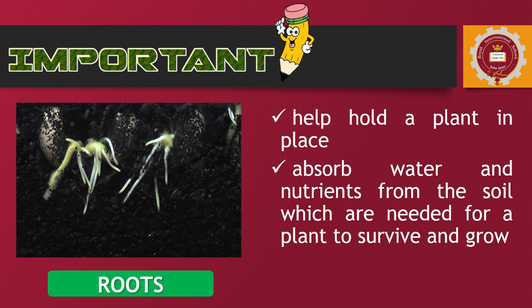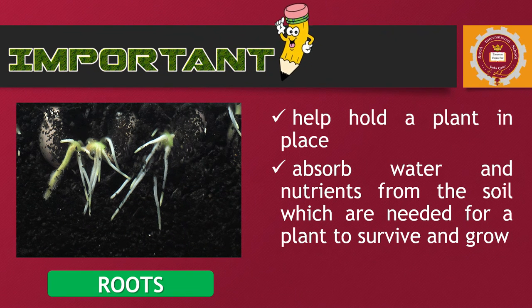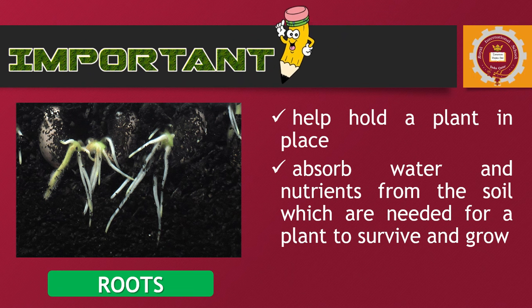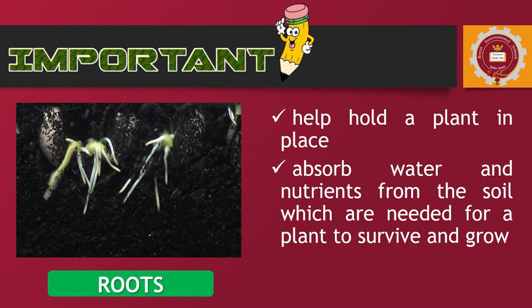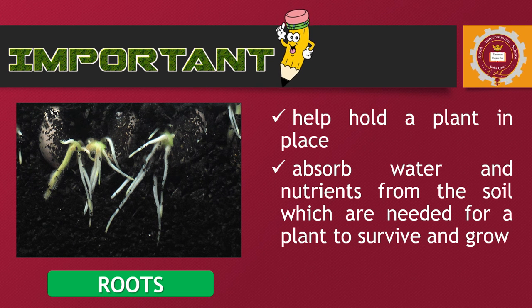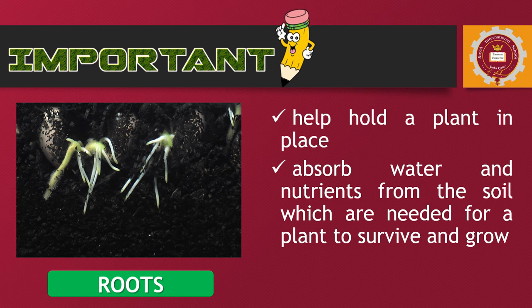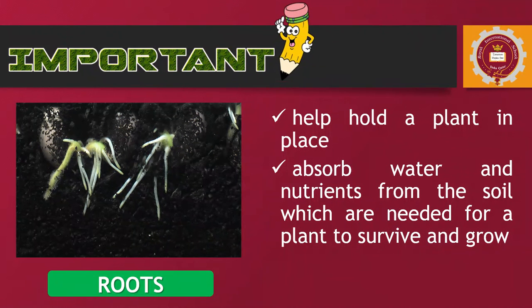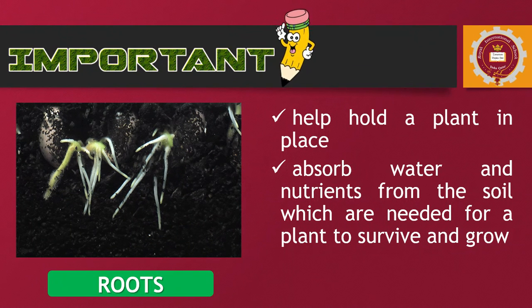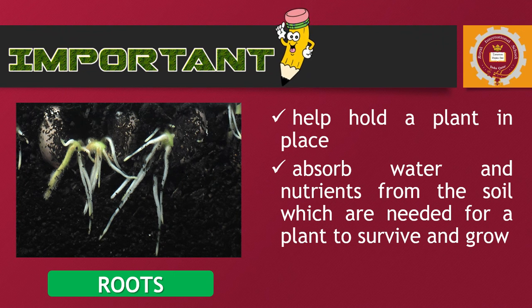It also absorbs water and nutrients from the soil which are needed for a plant to survive and grow. Very important for any plant. The roots are like the father, actually, of a plant, let's say, because the roots help guide the plants. It absorbs the water required for photosynthesis. Okay, it keeps the plants firm in its place. Otherwise the plant can easily be swept away from its place. Okay, so roots are very important.